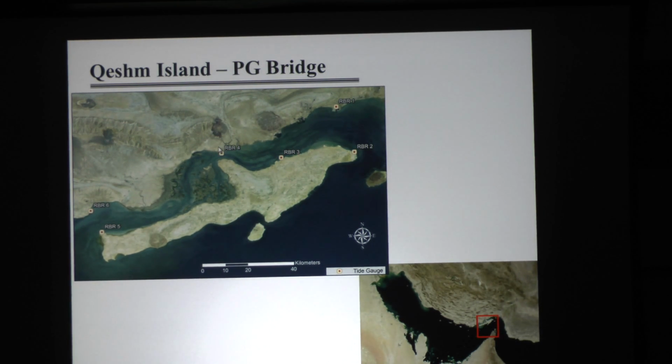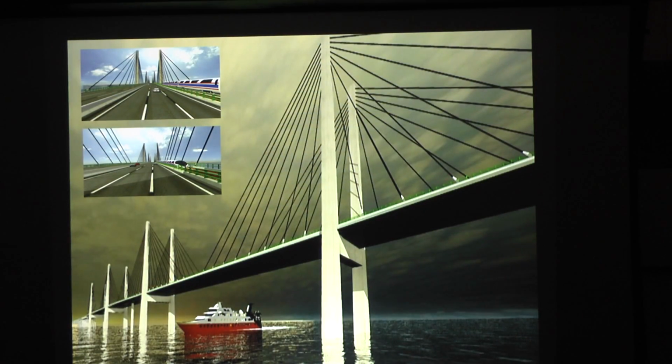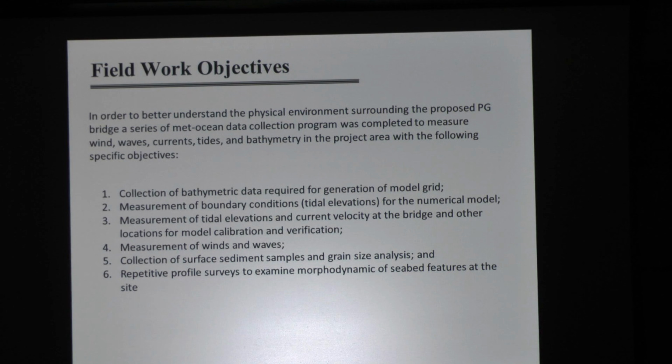They are going to build a bridge between the island and the mainland in this area that is narrow, something about 2 kilometers. Okay, this is the bridge that is to be built. We did some field measurements in the area to collect bathymetry data, to measure the boundary conditions, to measure tidal elevations, measure winds and waves and currents in the area, and collect sediment samples.